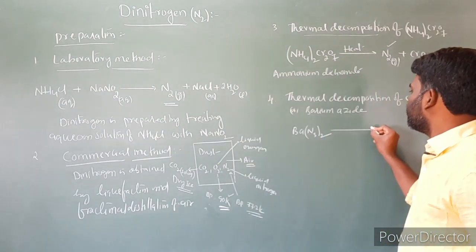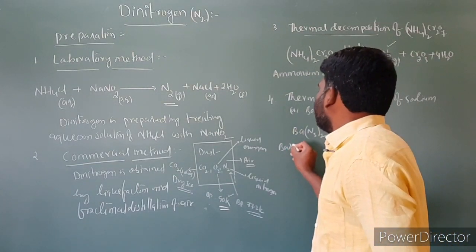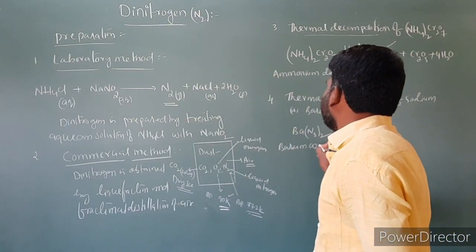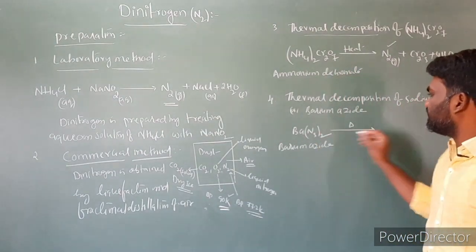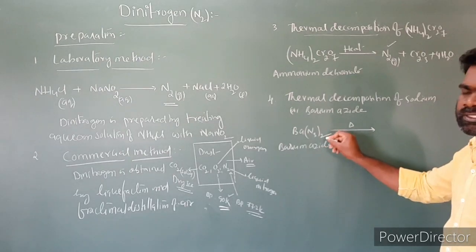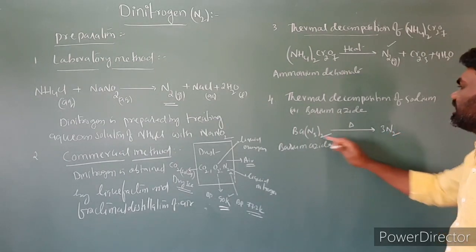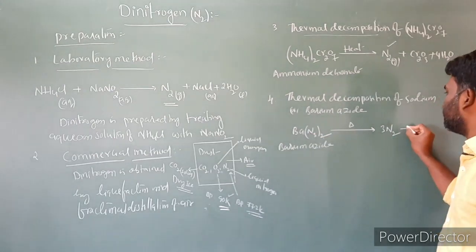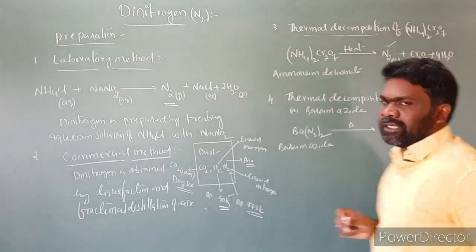So what we have to do is heat it. This is barium azide. Upon heating the product is 3 twos are 6 nitrogens, in the sense we are able to make 3 N2 molecules, plus Ba. So we are going to get pure nitrogen gas.